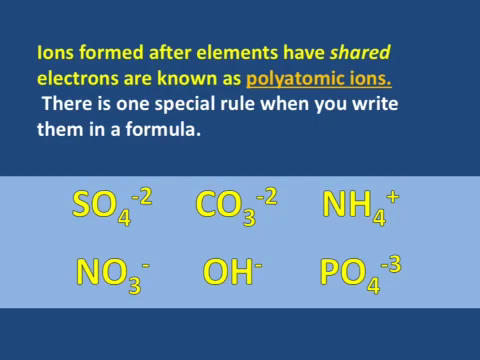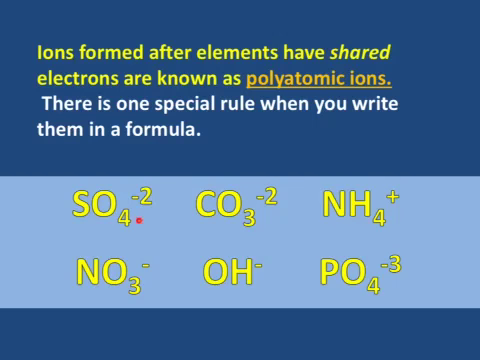Now we do have some ions that behave differently because they're special, and they're called polyatomic ions. Now atoms, you know, are the smallest thing. They're the things that make up elements. The word poly means many, so polyatomic means many atoms. What is a polyatomic ion? It's ions formed after elements have shared electrons. So we've given some electrons away, but we still have a charge. That's what a polyatomic ion is.